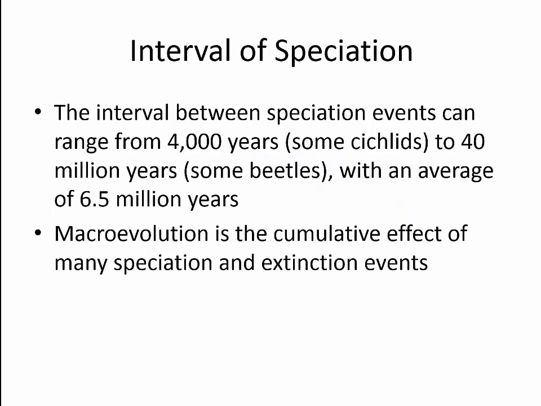The interval between speciation events can range from 4,000 years, as in some cichlids, to 40 million years, as in some beetles, with an average interval of 6.5 million years. So it's not rapid, it takes quite a long amount of time. Macroevolution is the cumulative effect of many speciation and extinction events.